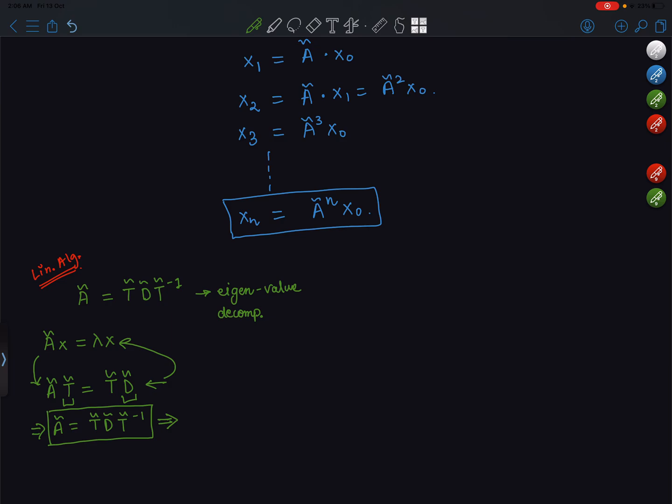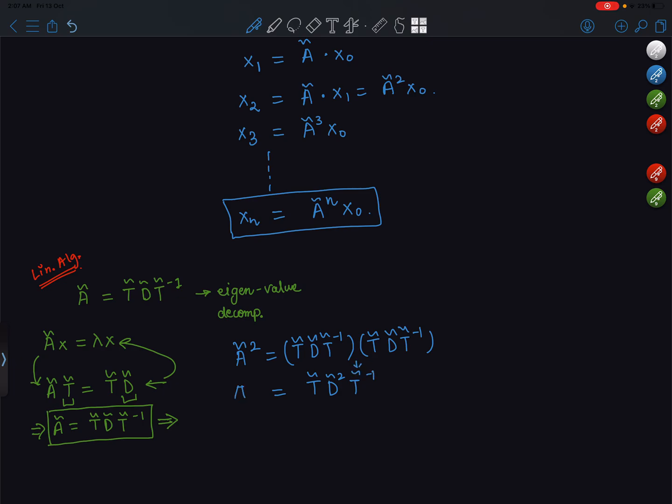Now, why I'm doing this is, if I know A tilde, how do I calculate A tilde to the power n? So let's say I want to calculate A tilde square, which I can write as T tilde D tilde T tilde inverse times T tilde D tilde T tilde inverse, and as you can see, it comes out to be D tilde square T tilde inverse. I hope you can see this in one step.